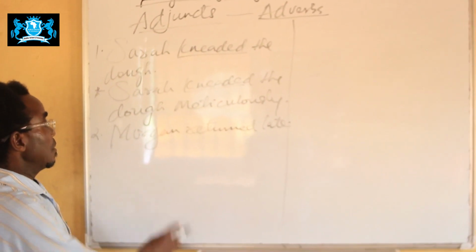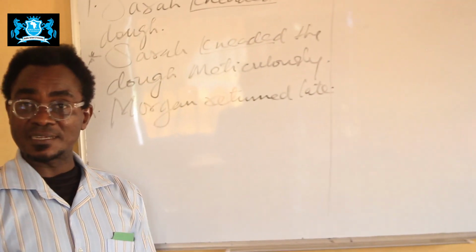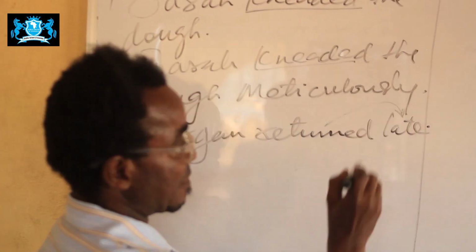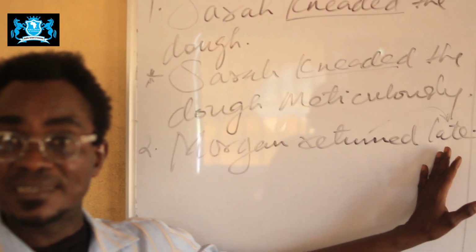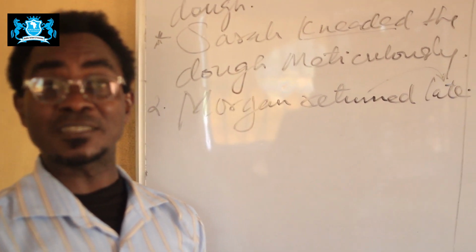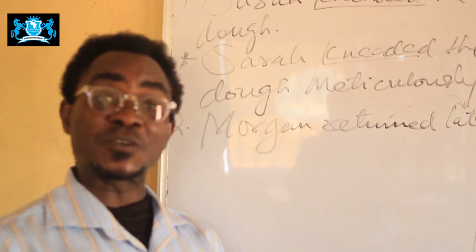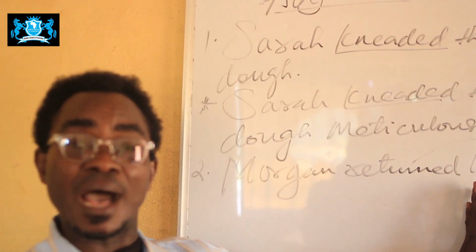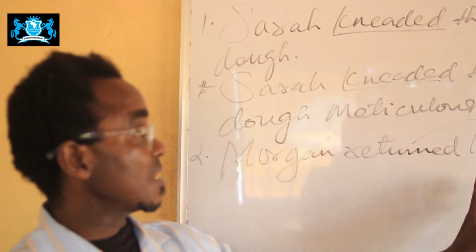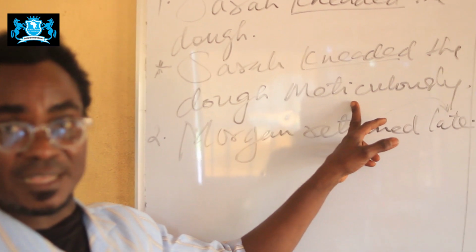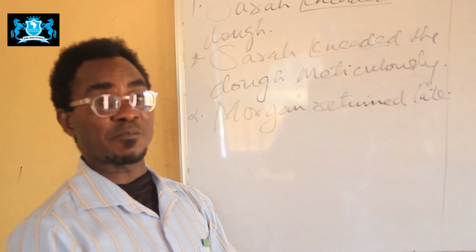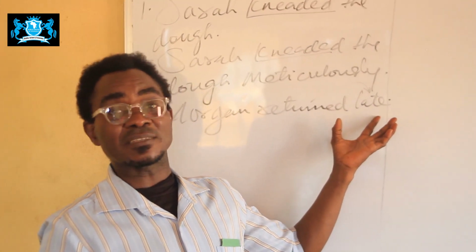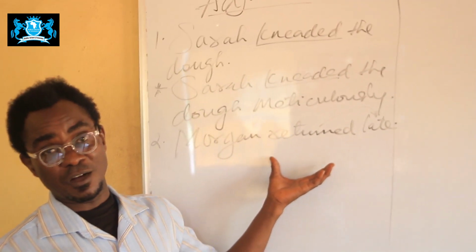In this sentence, Morgan returned late. Verb returned, adverb late. Now the word late is the answer to the question, when did Morgan return? So we say Morgan returned late. So we will refer to the word late as an adverb of time, just as we refer to the word meticulously as an adverb of manner. The adverb of manner answers the question how. How was the action performed? The adverb of time answers the question when was the action performed.